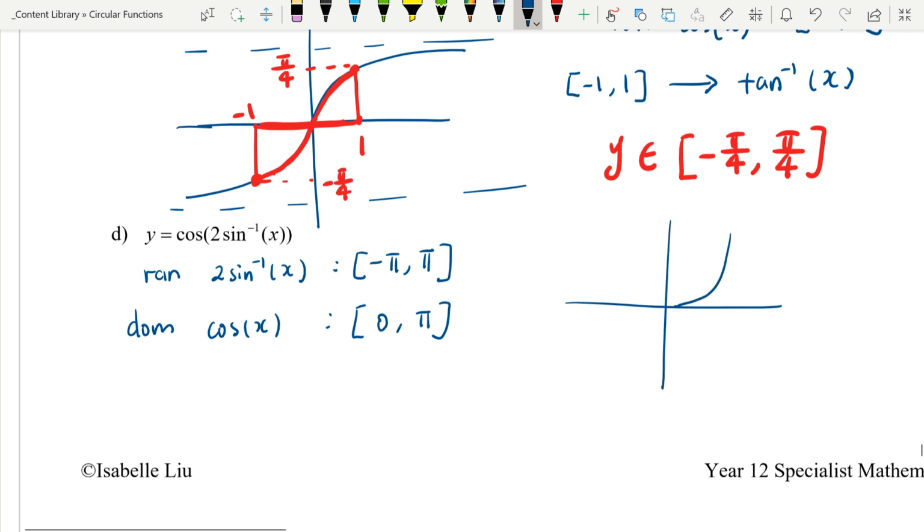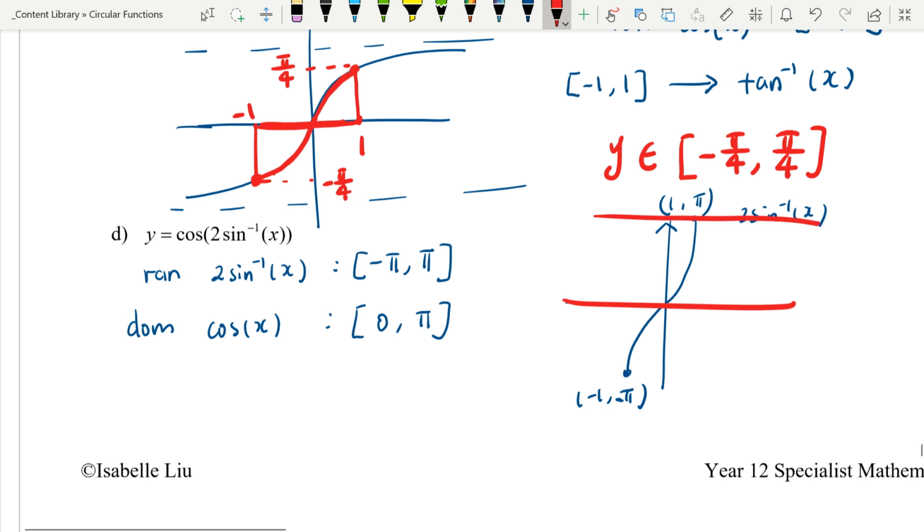So a graph of two sine inverse x, like this is the 2 sine inverse x function. This point will be 1 and pi, and this point will be negative 1 and negative pi. So times by 2, stretch the graph higher by 2. So I can't get from negative pi to pi. I can only get from 0 to pi. So from 0 to pi is here. I can only take this part of the graph.